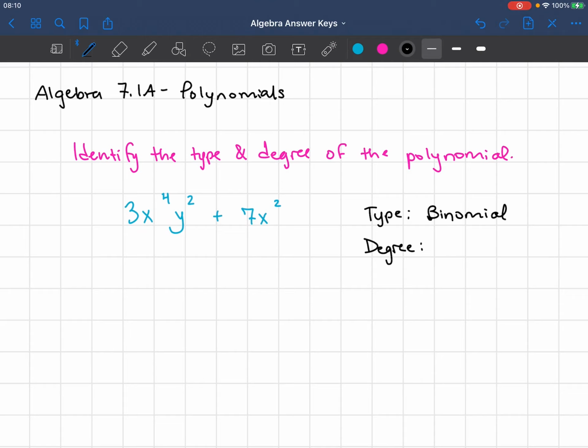Now we have to identify the degree of the polynomial, which means we're looking for the highest exponent level. Just because this has 2 variables, that doesn't make a problem. We don't have to differentiate between x's and y's. We can just look at x to the 4th and say that's the highest level of exponent, and therefore this is a 4th degree polynomial. So when we're writing this out, we can just say 4th degree binomial, and then we're done.